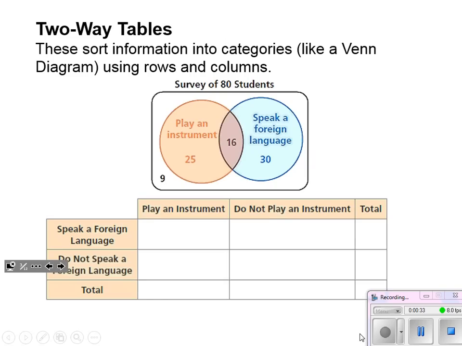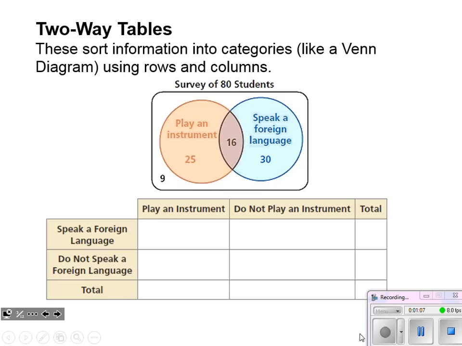So a two-way table, to actually go through and explain what they are and their usefulness, it's designed to take events that may overlap and sort it into categories. So this does the work of a Venn diagram, but it organizes the information in that diagram into categories. So here you can see a sample that there's a survey of 80 students. Some of them play an instrument, some of them speak a foreign language, some do both of those or have both of those abilities, and others have none of those abilities.